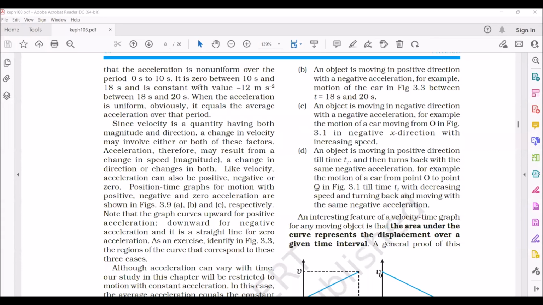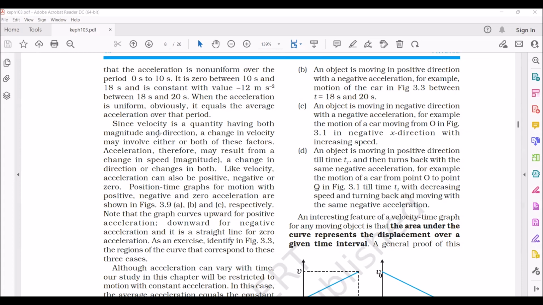Because velocity is a quantity having both magnitude and direction, as it is a vector, a change in velocity means either the magnitude can change, or the direction can change, or both can change. Therefore, acceleration may result from a change in magnitude, which indirectly means a change in speed, or a change in direction, or changes in both.